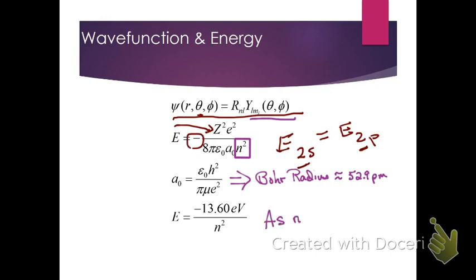So we note that as the principal quantum number goes up, the energy goes up. And again, remember, although the principal quantum number is in the denominator in this situation, because it's a negative energy, what happens is that as the principal quantum number increases, the energy becomes less negative. So higher principal quantum number, higher energy.